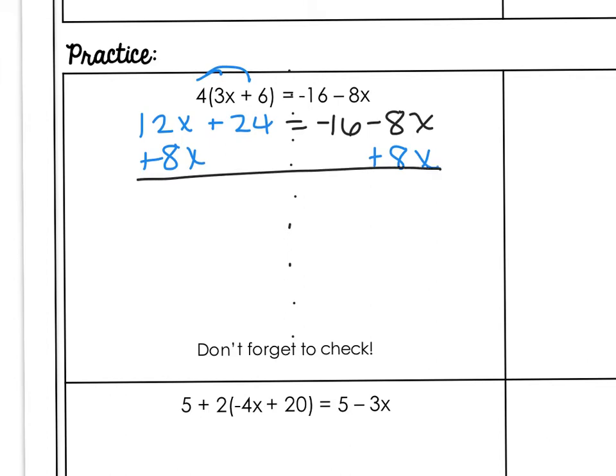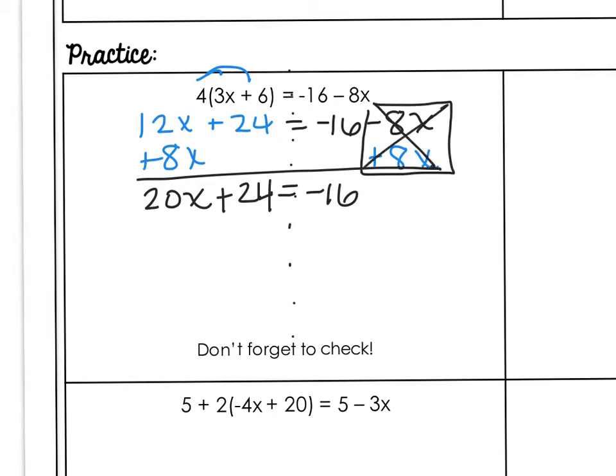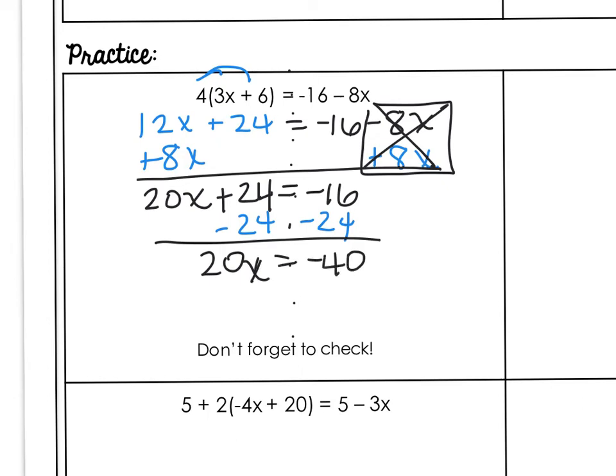Since -8x is less than 12, I'm going to do the inverse and add 8x to both sides. So now I have 12x plus 8x is 20x plus 24 equals -16, and then this -8x and positive 8x cancel out. So now I need to get rid of the constant, which is positive 24. So I need to subtract 24 on both sides, and I get 20x equals -40. Since it's 20 times x, I need to do the inverse, which is dividing by 20. And 20 divided by 20 is 1x equals -40 divided by 20, -2. Then I would go in and check my answer.